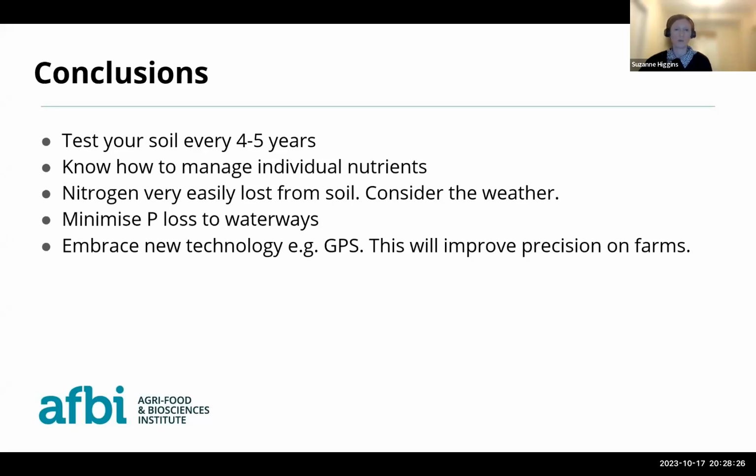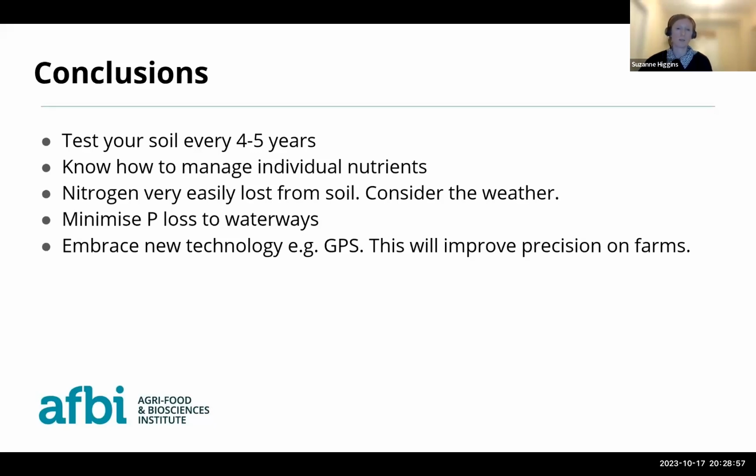What I talked about tonight is that nutrients behave differently in soil. You need to consider how nitrogen behaves and how easily it's lost, and what the priorities are for phosphorus in terms of preventing runoff into waterways, and consider the weather. Particularly with nitrogen, try to avoid applying it if there's heavy rain forecast, because you can really reduce the loss of nitrogen if you don't apply when it's going to rain heavily in the next couple of days.